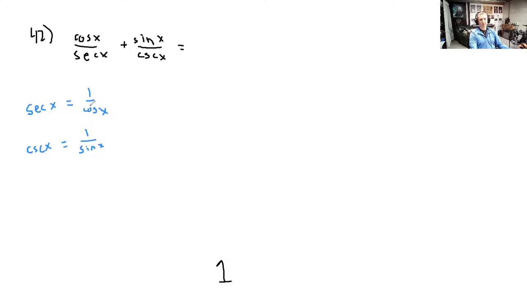So let's do it this way. There's multiple ways to do this. Here's a different way that just popped into my brain. Maybe it was the first thing that you thought. What about 1 over secant of x? And what about 1 over cosecant of x? Because that's what we have here. So 1 divided by cosecant times sine, and 1 divided by secant times cosine. So this one is cosine, and this one is sine.